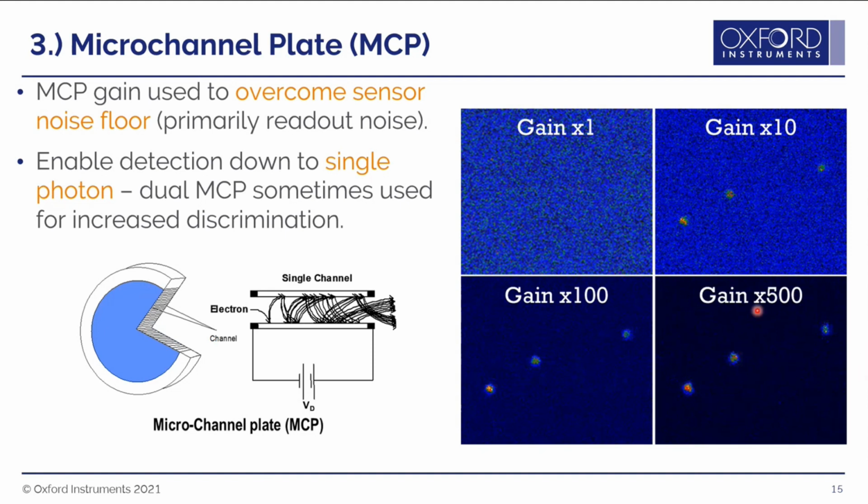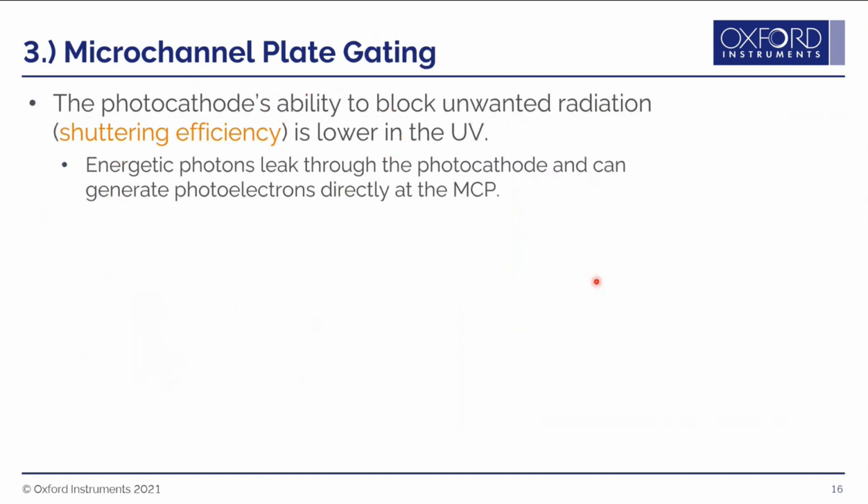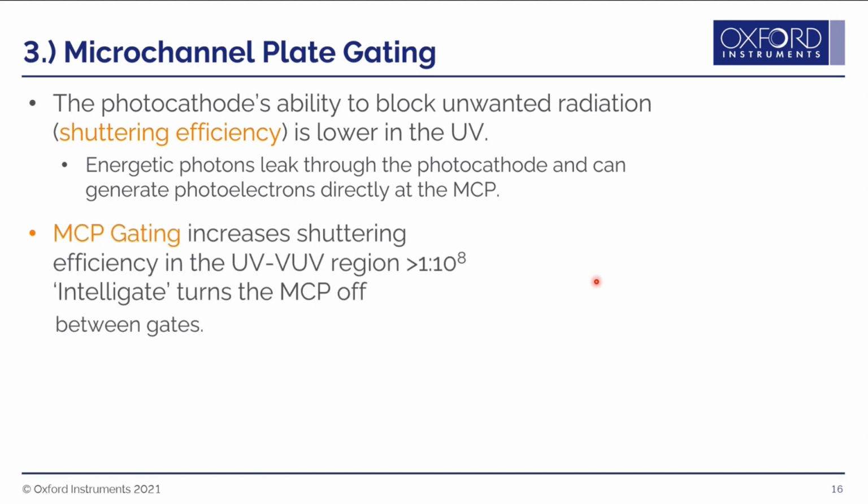As you can see here from the right hand side, you can go from a 1 times gain where you can't discern a single event up to a 500 times gain where you can relatively clearly see each of the individual events that have occurred within the system. One thing I think is really worth mentioning though is that these photocathodes can be susceptible to UV photons going straight through them and directly interacting with the microchannel plate themselves. So if you're taking a long exposure and you're gating your photocathode, what you might see if you're working near the UV is that you're getting some signal even when it's shut, because the shuttering efficiency isn't very great.